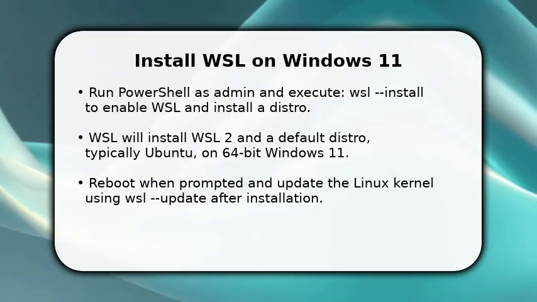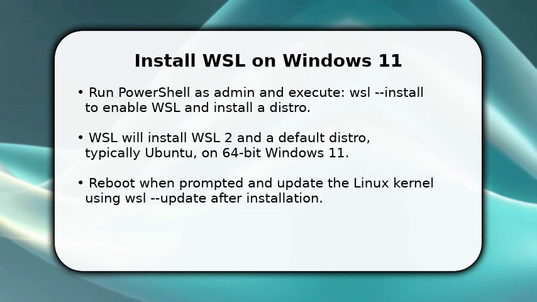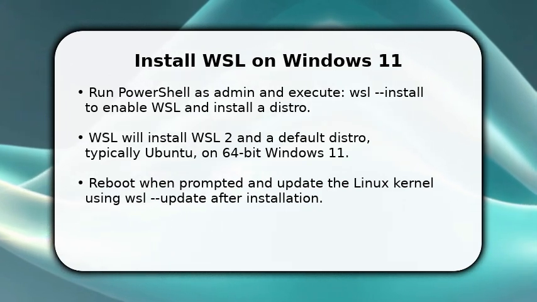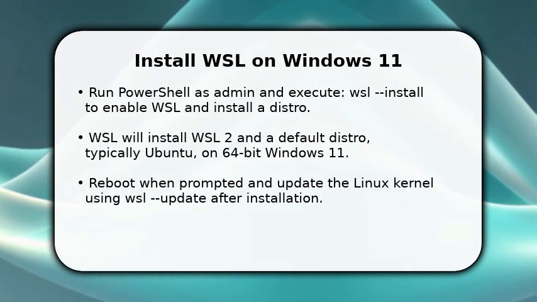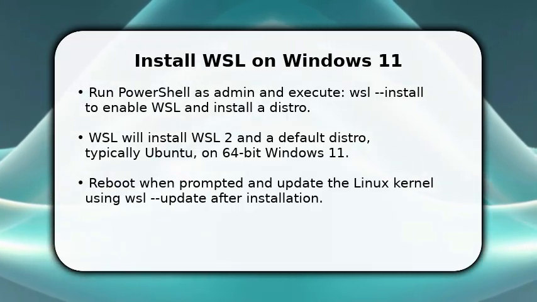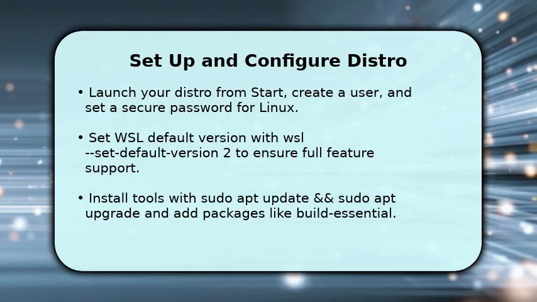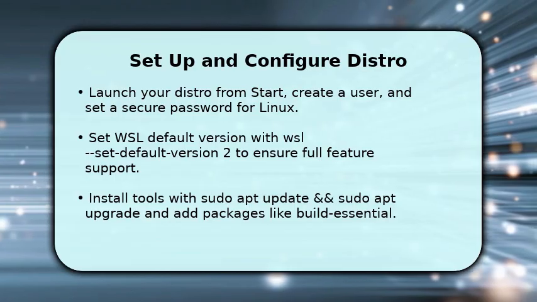After reboot, open PowerShell and run wsl --update to fetch the latest Linux kernel. This single command approach is the only supported method for new Windows 11 setups. Launch your newly installed distro from the Start menu and complete initial setup. Create a Linux user account and set a secure password for daily use.